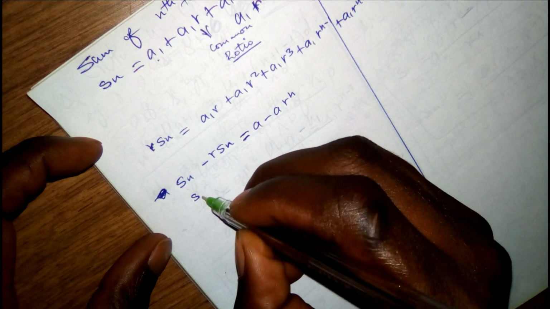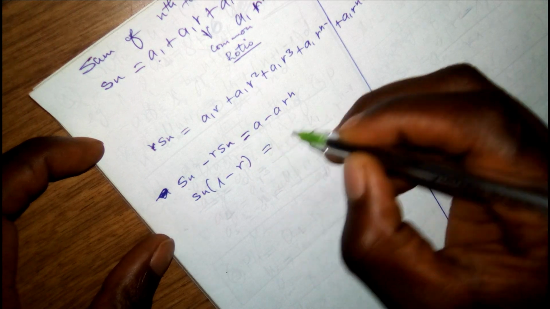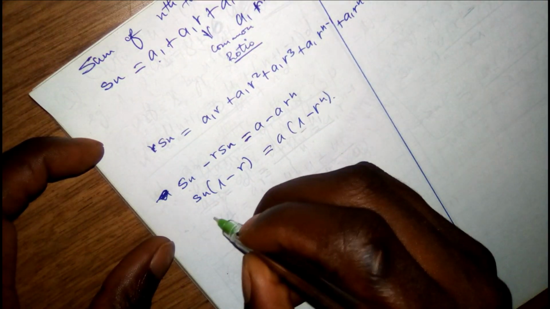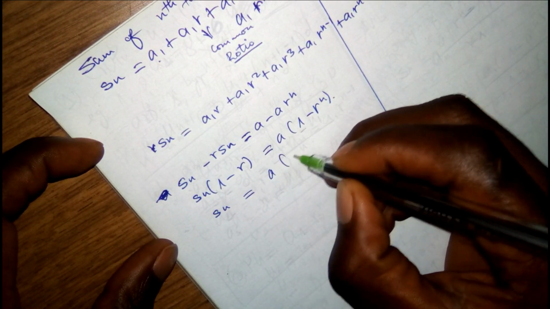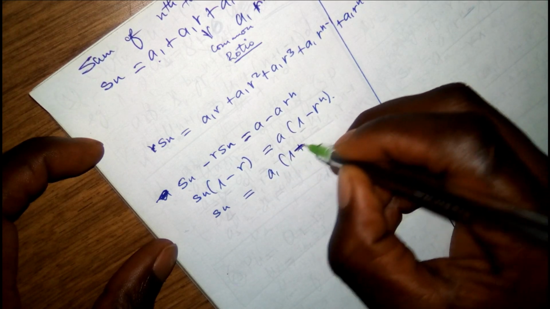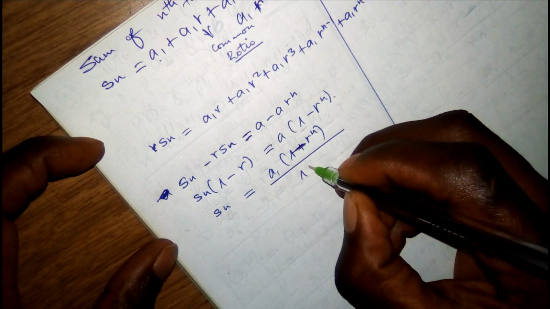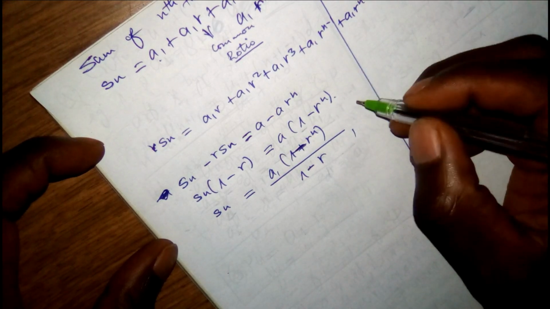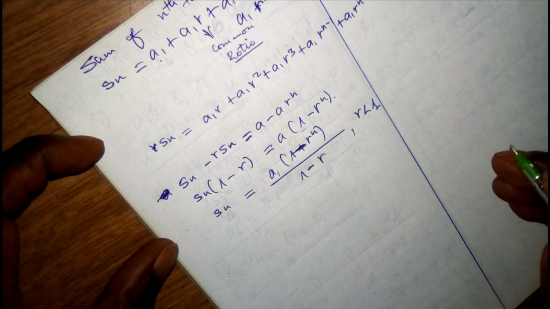By factorization, we will have Sn times 1 minus r, which is equal to a1 times 1 minus r power n. Then Sn will be equal to a1 times 1 minus r power n, over 1 minus r, with r not greater than 1.